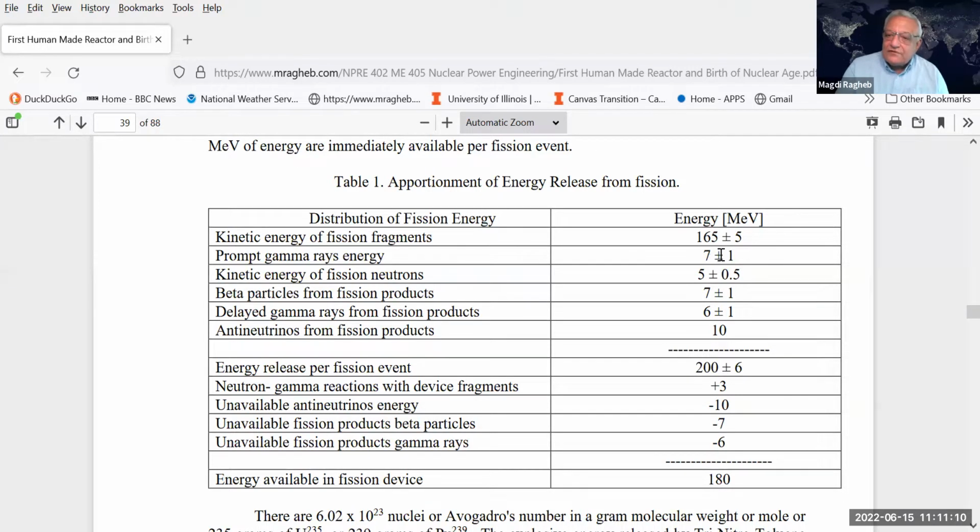These are plus or minus error bars because these are calorimetric kinds of experiments, so that's an averaging process. The fission neutrons carry 5 million electron volts of energy. Beta particles, or electrons, are emitted from the products of the fission itself, which are radioactive. You get 7 million electron volts. Gamma rays are emitted promptly. We call them prompt gamma rays in the fission process, but the radioactive materials resulting from the fission also emit delayed gamma rays at 6 million electron volts.